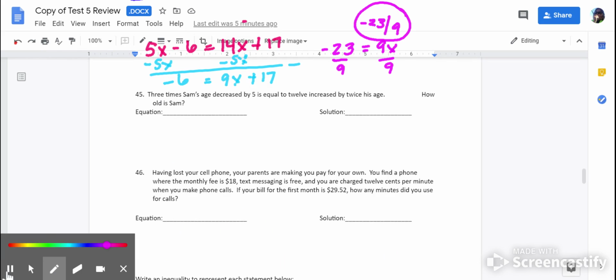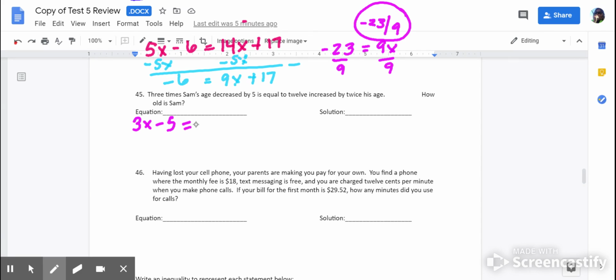For 45, we have 3 times Sam's age decreased by 5 is equal to 12 increased by twice his age. So again, we just want to follow in the same order that we see here. 3 times Sam's age will be 3x, decreased by 5, so subtract 5, is equal to, so equals, 12 increased, so 12 plus twice his age, 2x. So there will be my equation. Then I just want to solve. Let's start by subtracting 2x from each side. So x minus 5 will equal 12. I want to add 5 to each side. So Sam's age is 17 years.